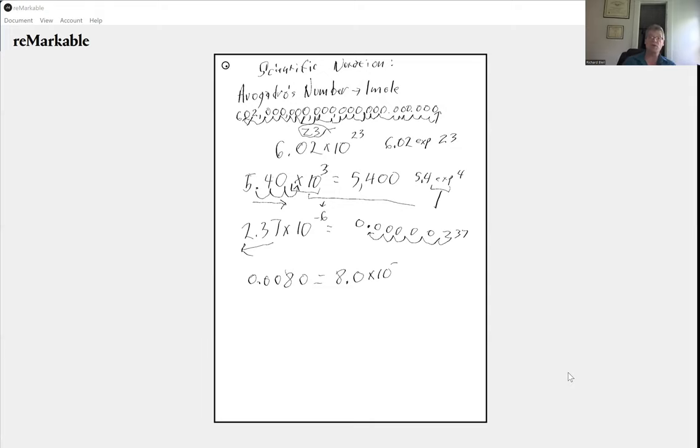I'll try something here. I'm going to use my mouse pointer. I don't know if you can see it or not, but anyway, 5,400 is bigger than one, so we have positive 3. Remember, the plus is usually implied if there's no sign. Here, 0.008 is less than one, so we have to put a negative there. And how many spaces did we have to move that decimal point to get it after the first non-zero number? One, two, three.